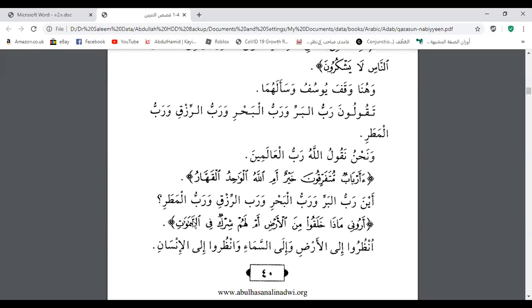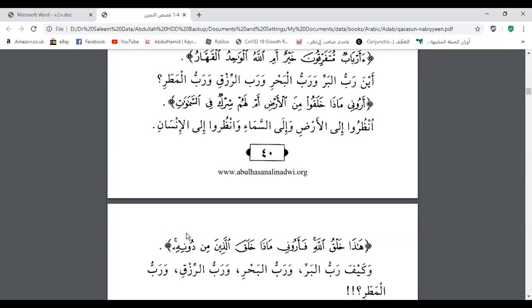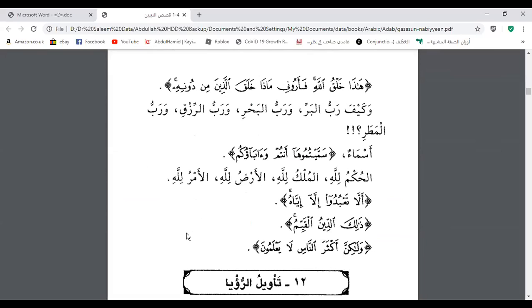انظروا إلى الأرض وإلى السماء وانظروا إلى الإنسان. Look at the earth and at the heavens and look at man. هذا خلق الله. This is the creation of Allah. فأروني, so show me, ماذا خلق الذين من دونه. What did those other than Him create? What did they create, those whom you worship other than Allah?